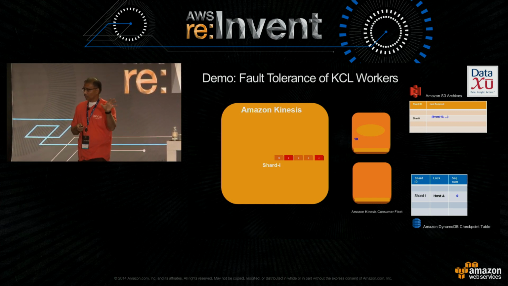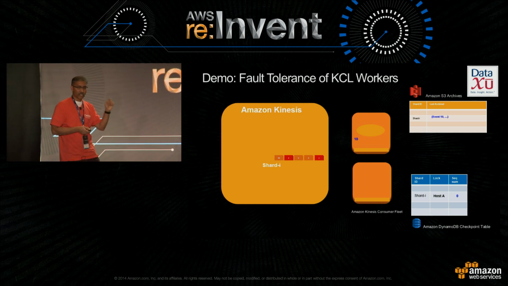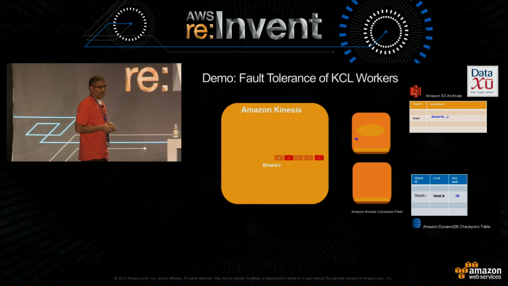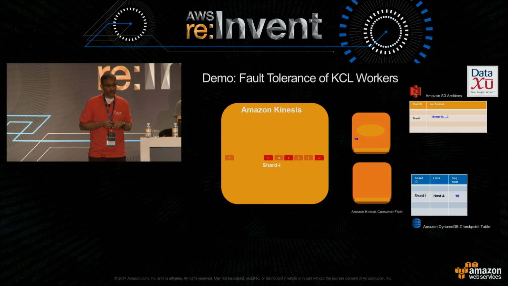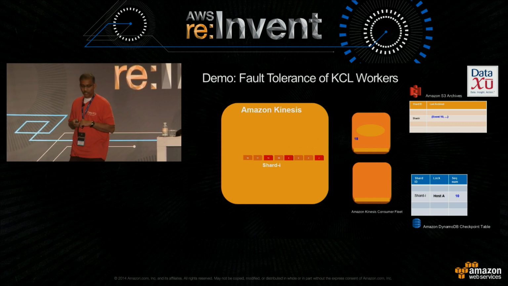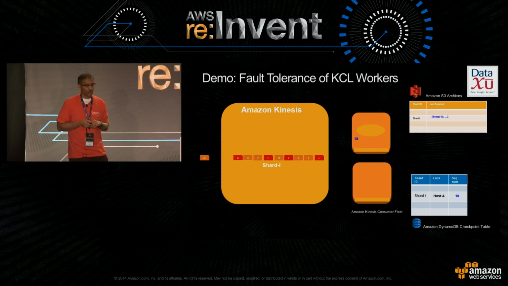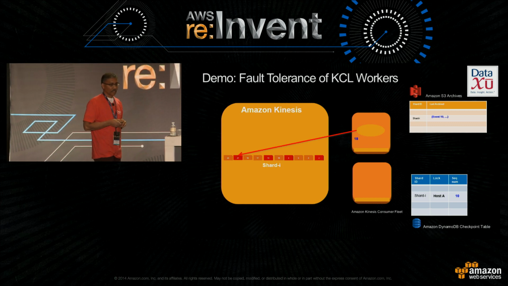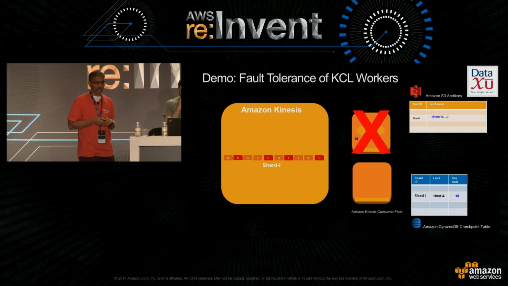KCL does this for you. You don't have to do it. That's what the checkpointing does; it makes an entry there. And now more data comes in. KCL read it. We are at item number 18. More data coming in. It's still reading it. Guess what?